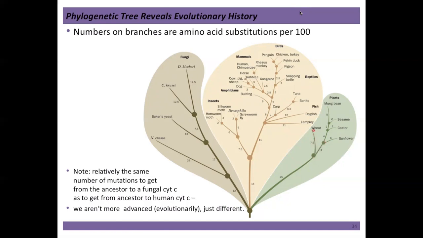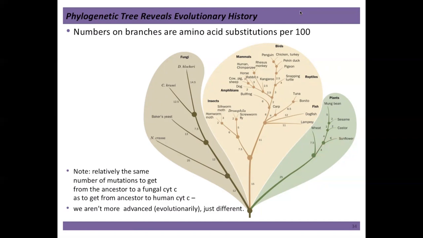And so you can see between wheat and sunflower, they're related to this, 7.5 to get to wheat and about 10 to get to the sunflower there. So something that's interesting is to get from the fungal cytochrome C to the human cytochrome C, it took about the same number of changes in the amino acids.